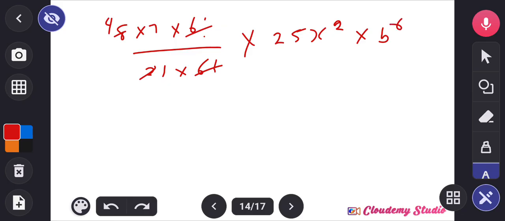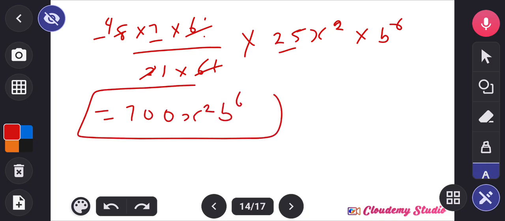If you multiply everything here, that is 4 times 7 times 25. Let me multiply it to confirm. That's equal to 700. So that's 700 x squared b raised to the power 6, and this is our answer for the seventh term of this binomial expansion. As simple as that, that's how binomial expansion works. Thank you, and follow for more.